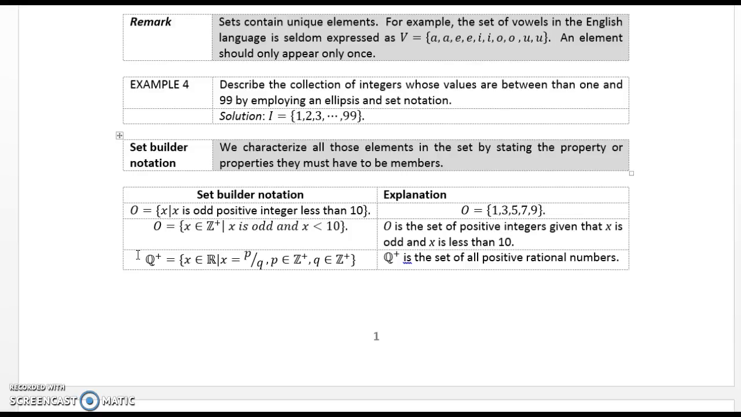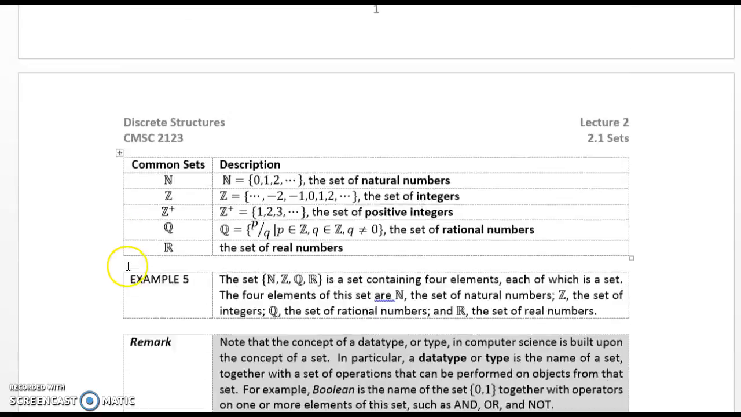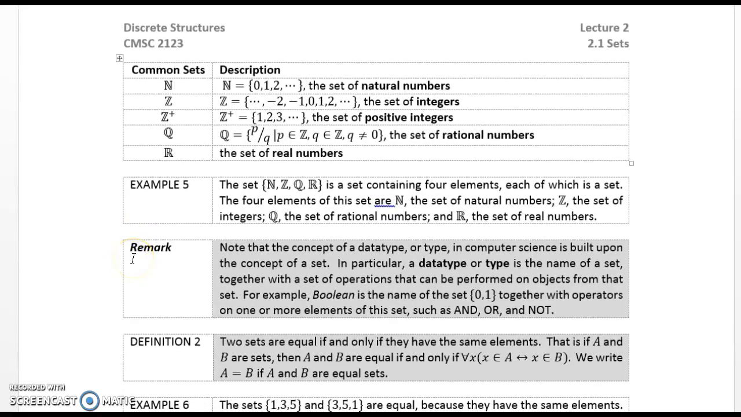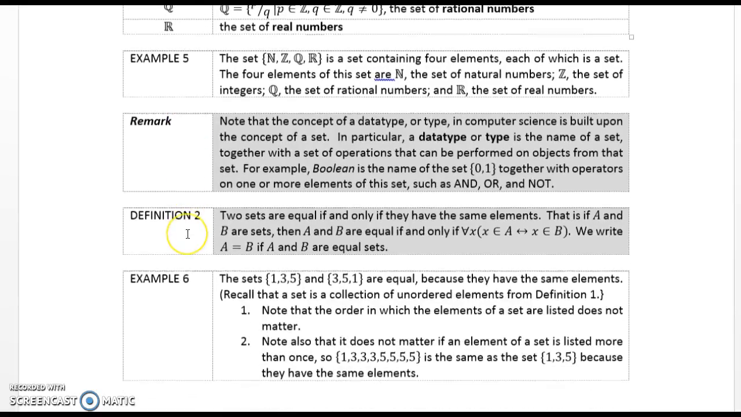Q⁺, the set of all positive rational numbers, is equal to the set {x ∈ R | x = p/q, where p and q are both positive integers}. Common sets include N, the set of natural numbers that includes 0, Z, the set of integers, Z⁺, the set of all positive integers, Q, the set of rational numbers, and R, the set of real numbers.